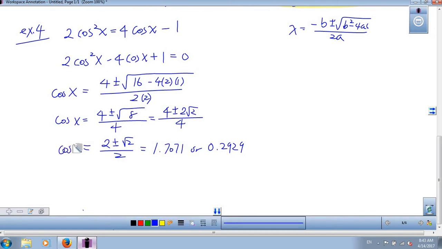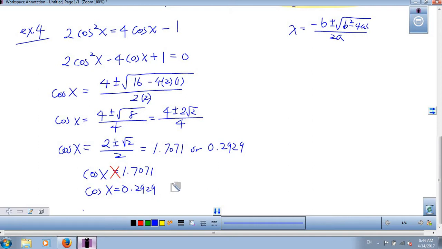Okay, I'm sorry. What we got is cosine x. We haven't got x yet. So we got cosine x equal to this and this, now pay attention. Can cosine x be greater than or equal to 1? Well, actually, it cannot, because regular cosine x does not go greater than 1 or less than negative 1. So this is not a viable solution. The only solution here is cosine x equal to 0.2929.